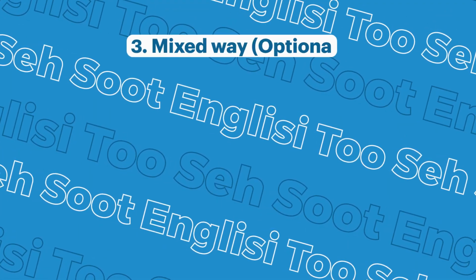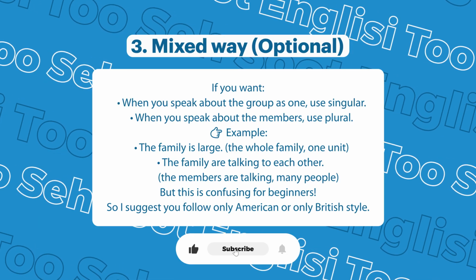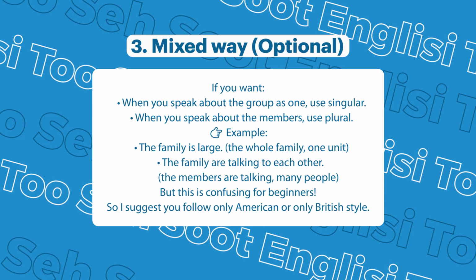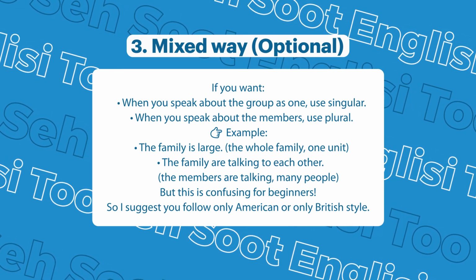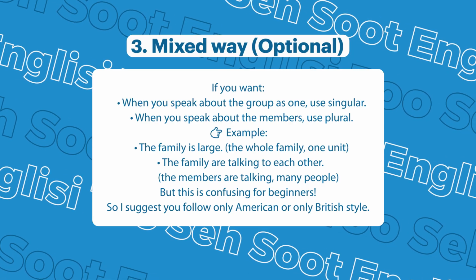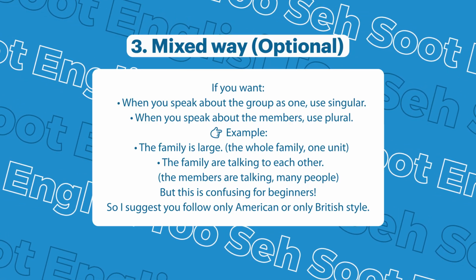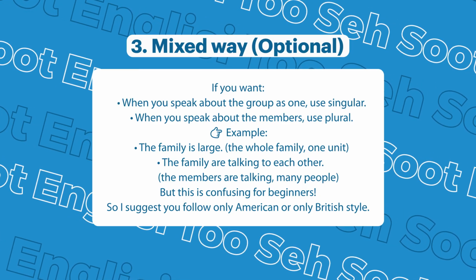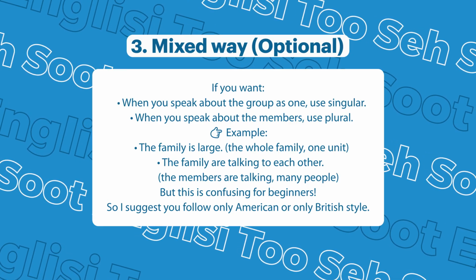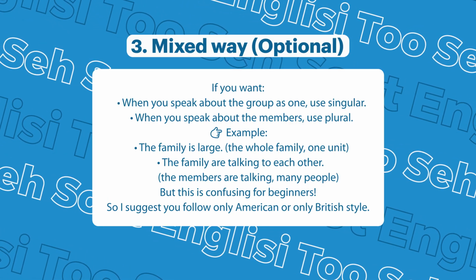There is also another way. We call this the mixed way, and it is optional. In this way, if you want, when you speak about the group as one, use singular, but when you speak about the members, use plural. For example, when we talk about the whole family as a single group, we say the family is large. Here we treat the family as one unit. But when we want to show that there are many individuals within the family, we say the family are talking to each other. Here we mean the family members are talking.